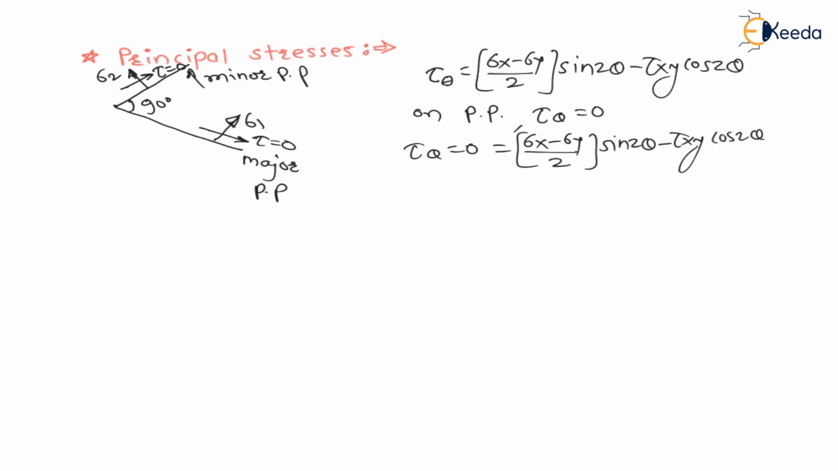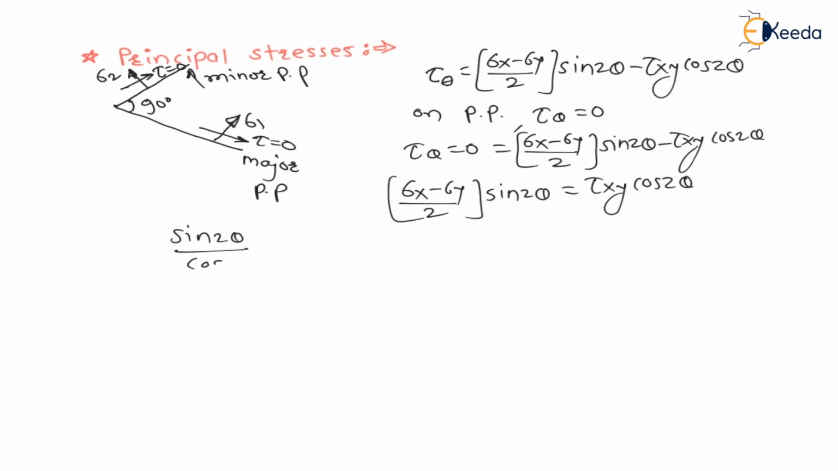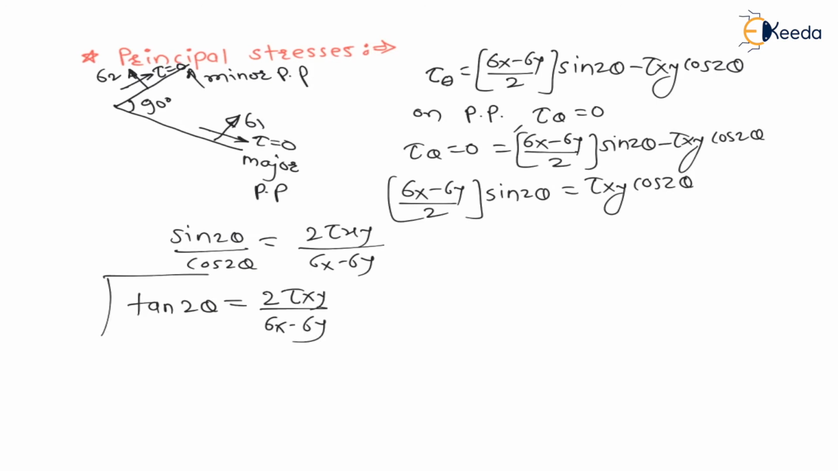Therefore, we can say that (sigma x minus sigma y)/2 sin 2 theta is equal to tau xy cos 2 theta. From this, sin 2 theta divided by cos 2 theta is equal to 2 tau xy divided by (sigma x minus sigma y). Sin theta divided by cos theta is tan theta. Therefore, tan 2 theta is equal to 2 tau xy divided by (sigma x minus sigma y). Again, this is an important formula.